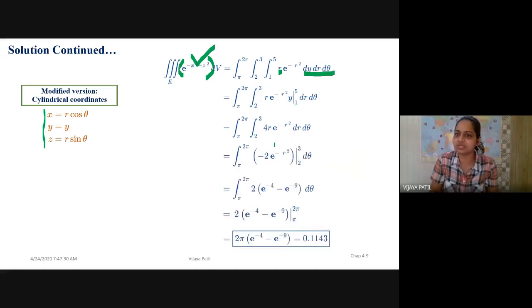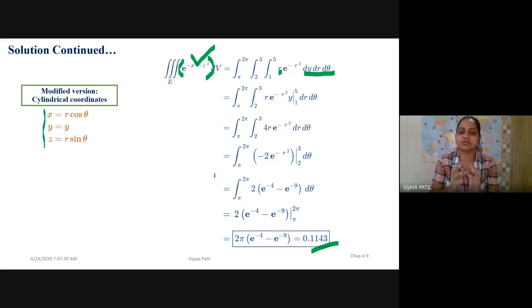And then it's just an integration. It's a constant limit, as I've told you. You can go for any variable. Here I have gone for y first, then r, and then theta. The sequence doesn't matter at all whenever the limits are constant. And we have got the answer as 0.1143, which is nothing but 2 pi times e to the power minus 4 minus e to the power minus 9. Just use a calculator to get this answer here, right?